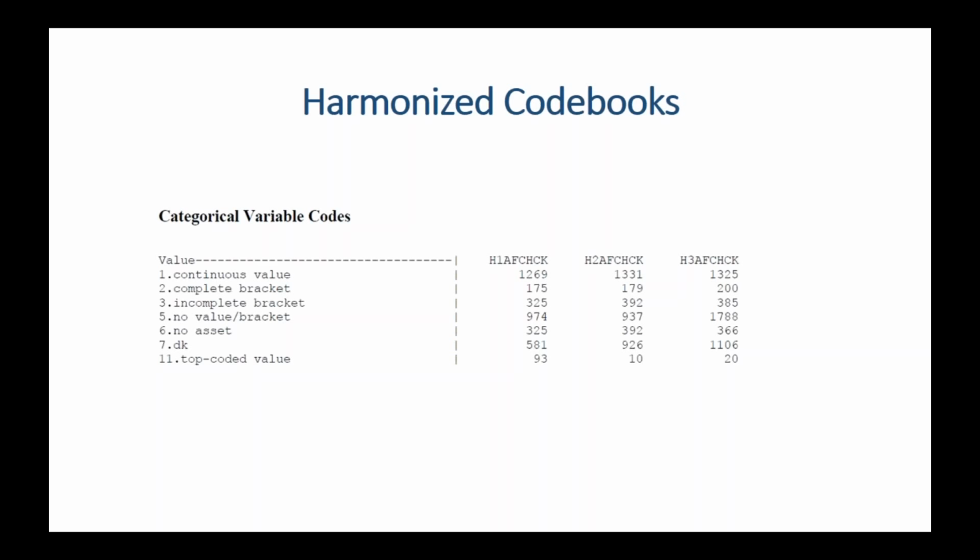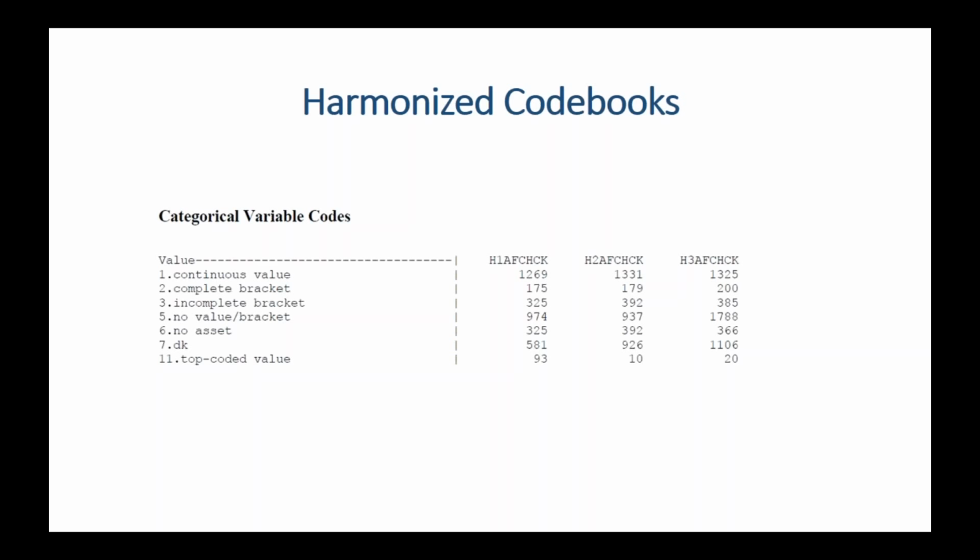So you can see continuous value here means they gave you an absolute value. They said, yes, I have a checking account or savings account, and this is how much I have in it. We could have a complete bracket, meaning they said that it's more than some number of yen and less than some number of yen. You can have an incomplete bracket, meaning they gave you only one of those. Basically the interviewer got to say, well, it's more than 200 yen, but that's all we know. We can know that they said, I don't have a savings account, and they'd be assigned a value that's 6 here of no asset.